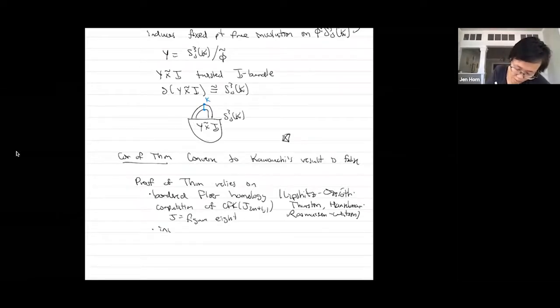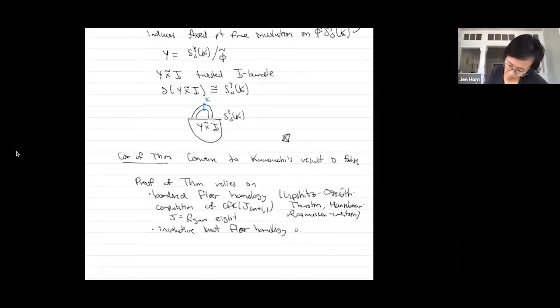And then we have to compute the involutive knot Floer homology of these knots. Involutive knot Floer homology is due to Hendricks and Manolescu, and then also we have to use the connected sum formula, which is due to Hendricks, Manolescu, and Zemke.